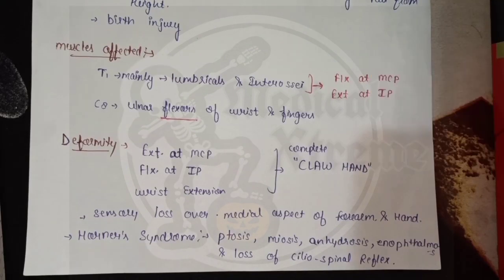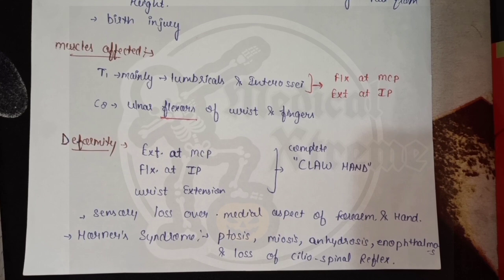There are some more disabilities, in which there is sensory loss over the medial aspect of the forearm and hand. Another one is Horner syndrome, in which there is ptosis, miosis, anhidrosis, enophthalmos, and loss of ciliospinal reflex. Ptosis is drooping of the eyelid. Miosis is excessive constriction of the pupil. Anhidrosis means decreased sweating. Enophthalmos means posterior displacement of the eyeball in the orbit.